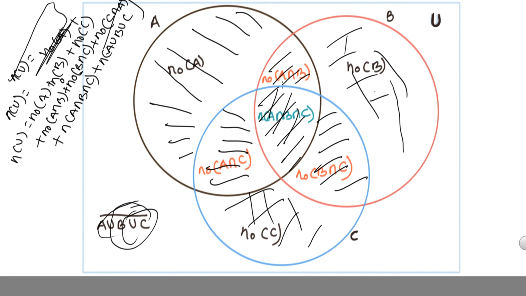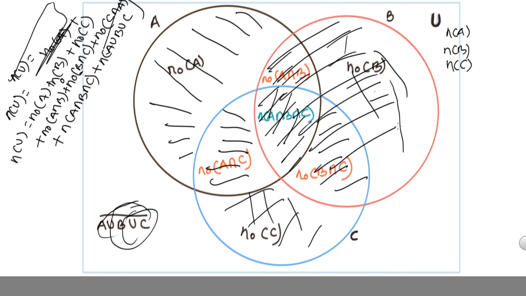So sometimes you are not given n not A, you are given n(A), n(B) and n(C). That means you are given the whole region of B, whole region of A and whole region of C. In this case, how can you find the formula for n(U)? It's also easy, so let's do that. Because we are given n(A), n(B) and n(C), n(A) plus n(B) plus n(C).